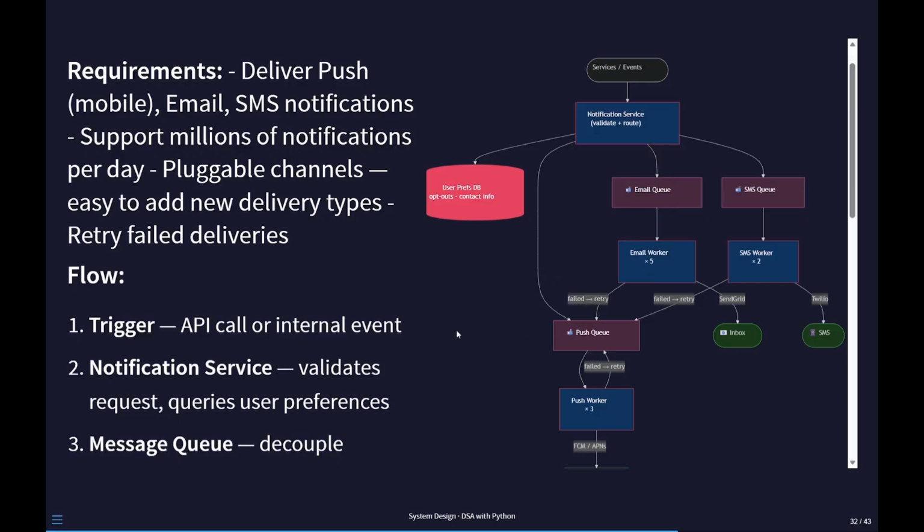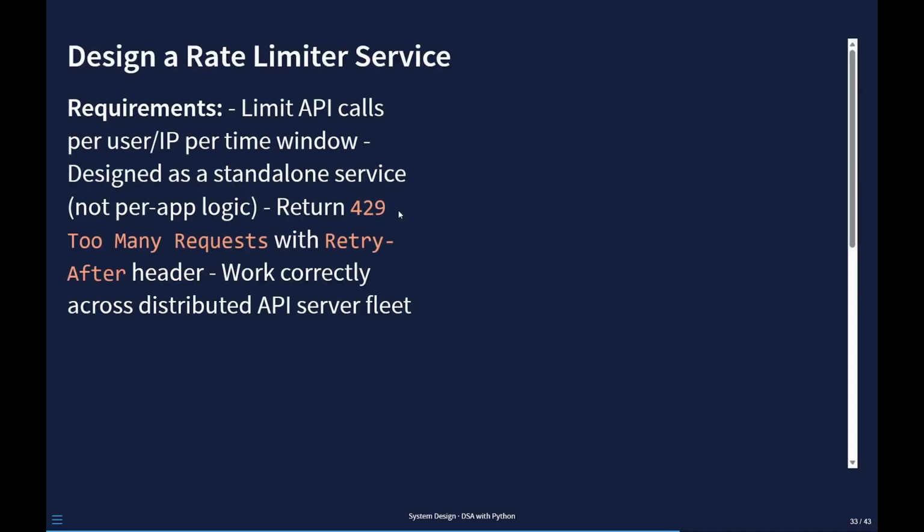Next, we covered rate limiting as a concept earlier. Now let us design it as a proper distributed service. The requirements: per-user and per-IP limits, enforced consistently across an entire fleet of API servers, returning 429 with a Retry-After header when limits are exceeded.